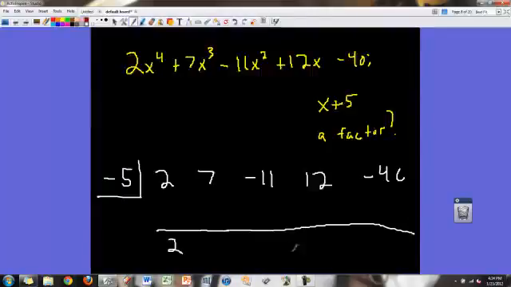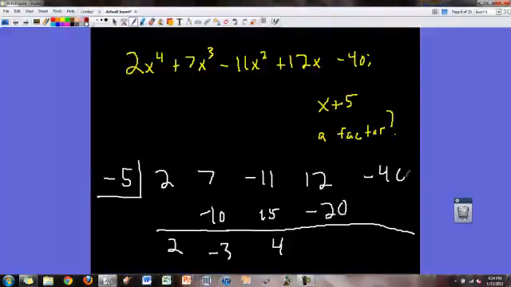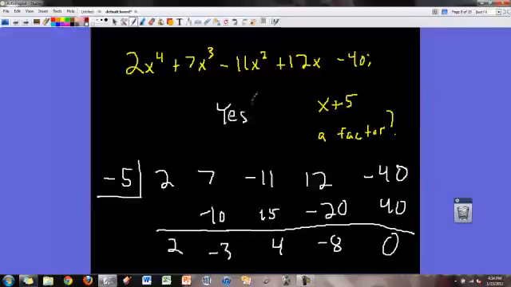So negative 5 times 2, negative 10. Add negative 3. Negative 5 and negative 3 gives you positive 15. Add that gives you 4. Negative 5 and 4 is negative 20. That is a 40, not a 46. Okay, where was I? Yes. Add those, you get negative 8. Negative 5 and negative 8 is positive 40. Add those two and you get 0. So since the remainder is 0, yes, x plus 5 is a factor.